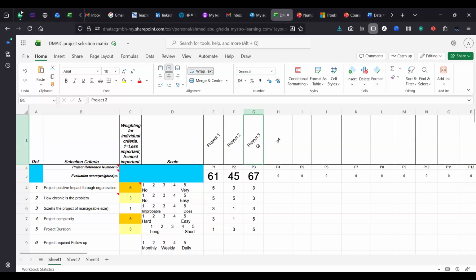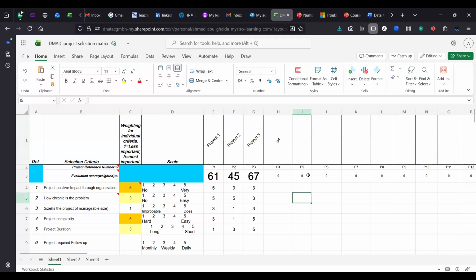I picked the project of choice and I did some prioritization. Now I understand that I will start with three, then one, then two, boom, voila. This is the beauty of MCDA tools or multi-criteria decision analysis tools. How to take a decision based on different criteria.